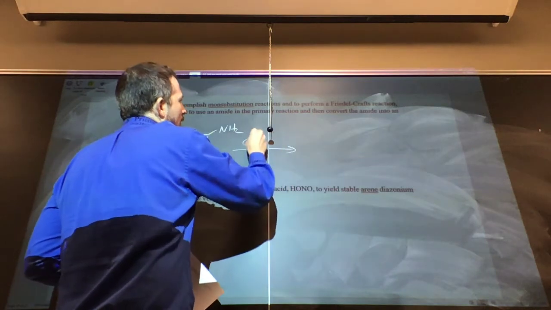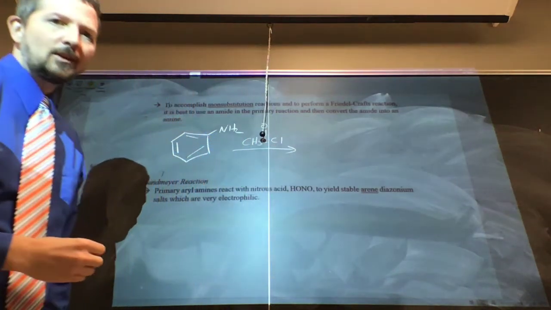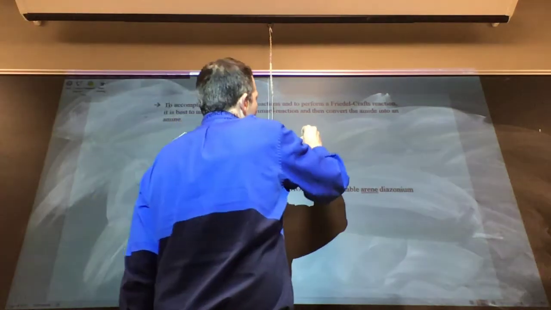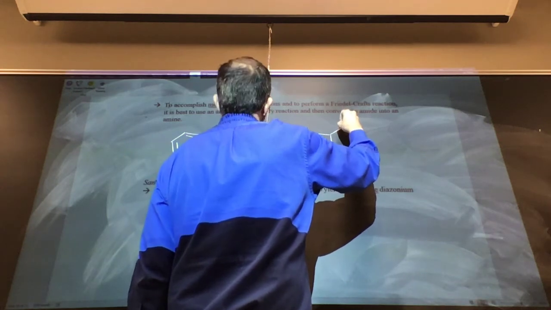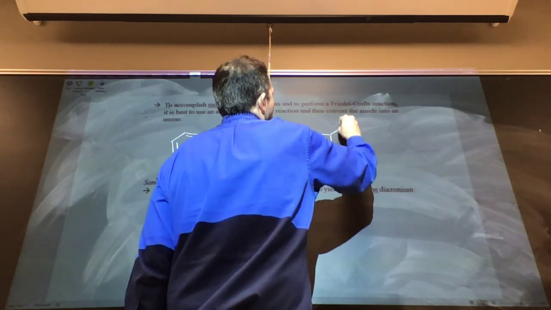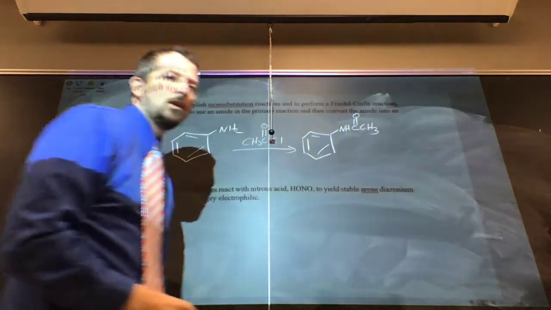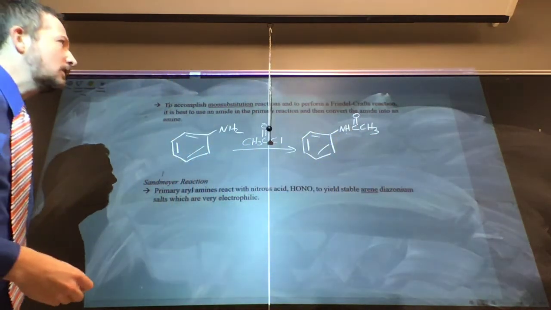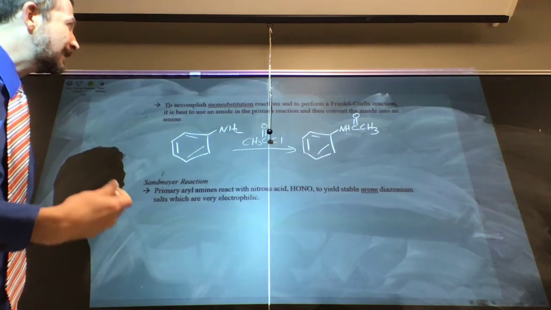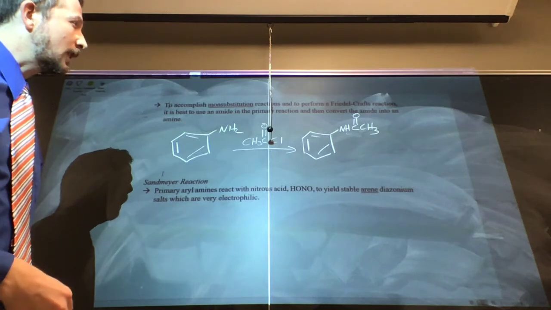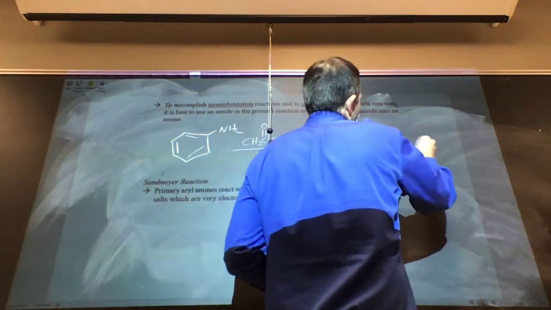So I can react that with an acid chloride to make my amide. So now that's not going to be as reactive, so I'd get monosubstitution reactions, and I'd also be able to do a Friedel-Crafts. So let's go ahead and do a reaction. Let's do bromine.